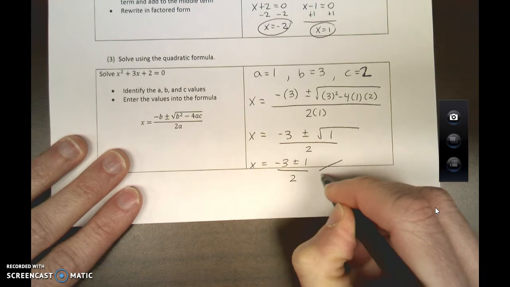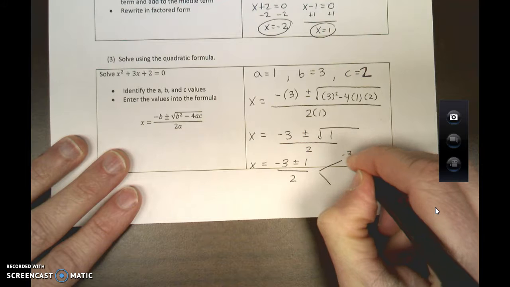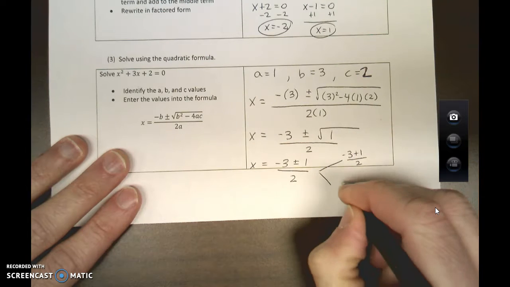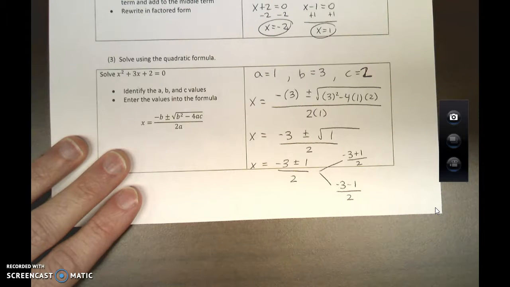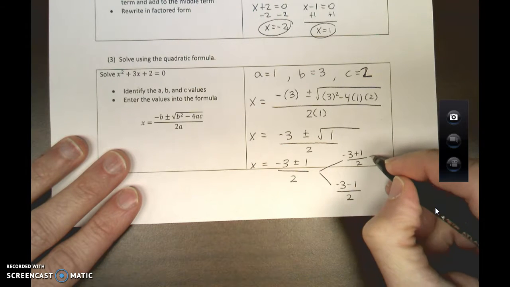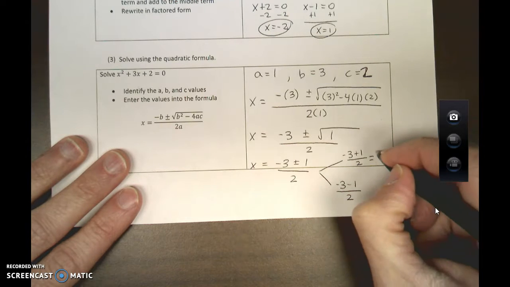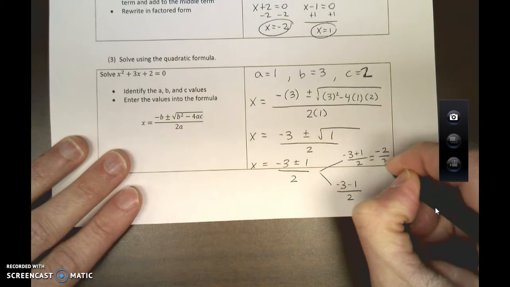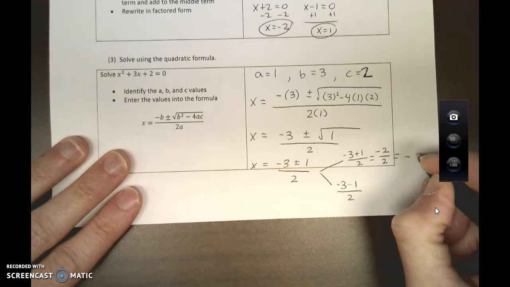And now here's where I can branch my problem into two sets of problems. I have negative 3 plus 1 divided by 2, or negative 3 minus 1 divided by 2. Subtracting on the top, negative 3 plus 1 is negative 2. Negative 2 divided by 2 is negative 1.